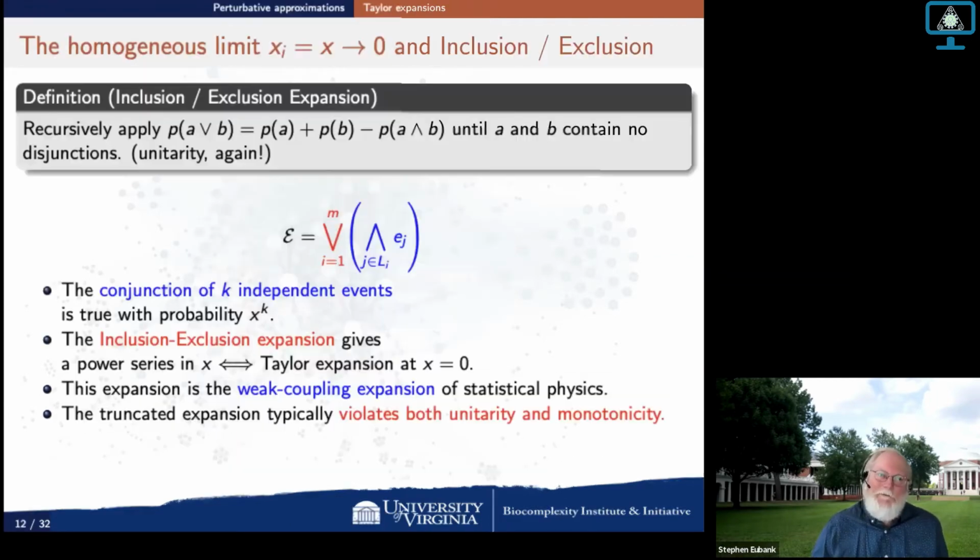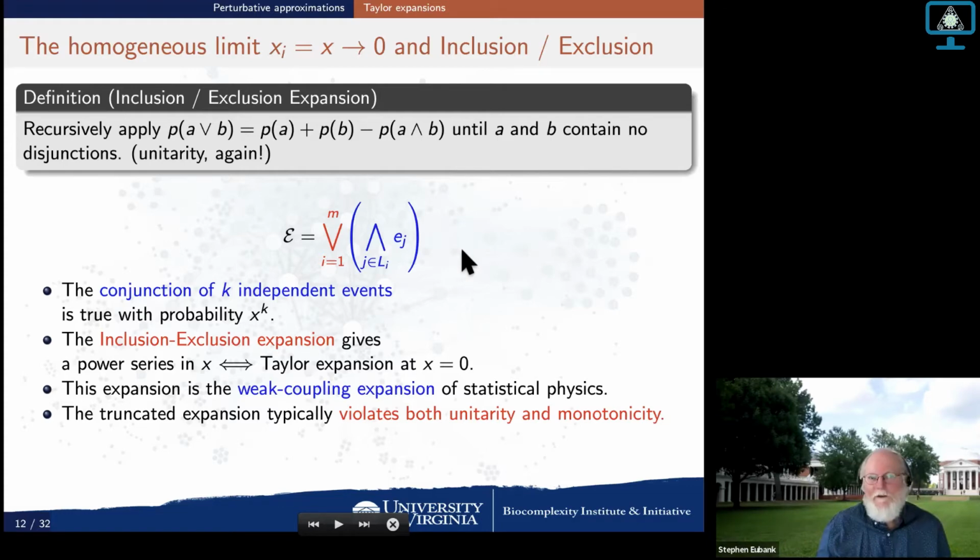Why is that important? Well, it works well in combination with these limits as x goes to 0 or 1. So here's how the limits as x goes to 0 work. I'm letting the probability of transmission, for example, go down to 0. And I'm thinking about this inclusion-exclusion expansion, which is to recursively apply this simple expression of unitarity again until none of these expressions, A or B, contain any disjunction. So I'm going to turn this big disjunction into a bunch of conjunctions.